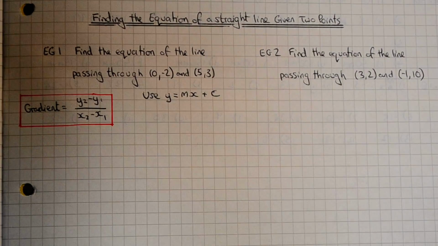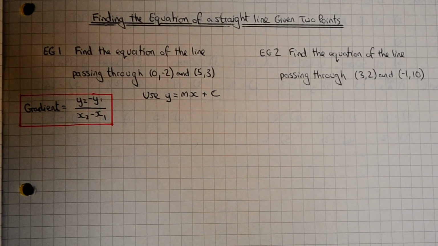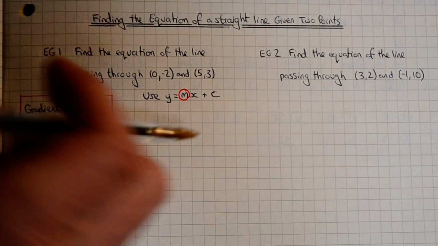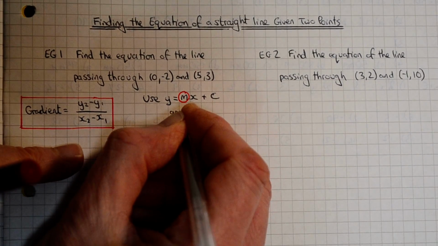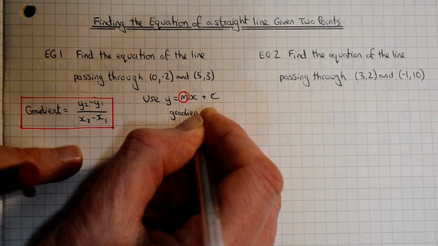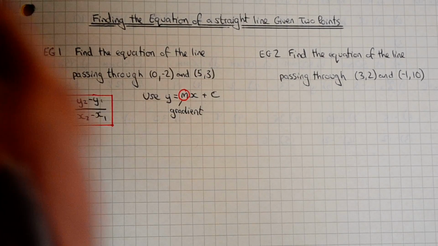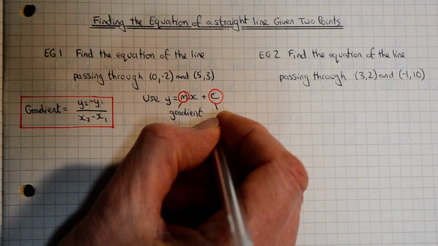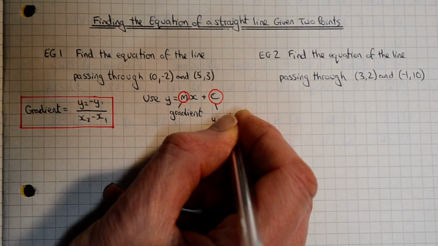So if we're going to express it in this form, what we need to be able to work out is, first of all, the gradient of the line, and second, its y-intercept.